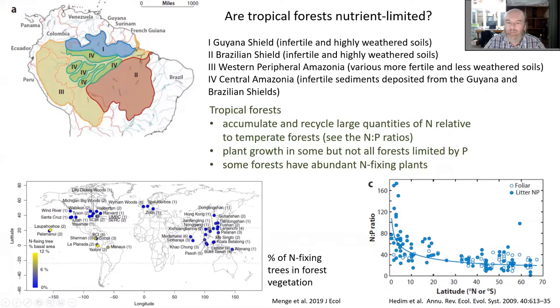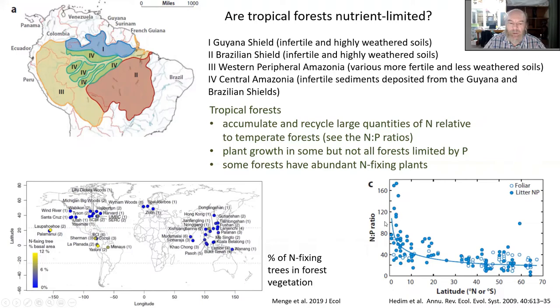Generally in the tropical forests, when we look at nutrient limitation, interestingly, nitrogen limitation, which we might naively assume would be common, is actually fairly rare. The tropical forests have the ability to accumulate and recycle large quantities of nitrogen. And so when you look at the nitrogen to phosphorus ratios, there is a strong latitudinal gradient with a high nitrogen ratio in the tropics.